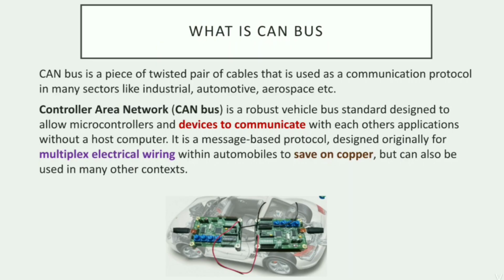Let's start with this. What is CAN bus? It's very common and you may be aware of this. It is just a piece of twisted pair cable that is used as a communication protocol in sectors like industrial, automotive, aerospace. This is a common Wikipedia statement. It is a robust vehicle standard bus that allows microcontroller devices to communicate with each other and saves copper and weight. So this multiplex electrical wiring is a CAN bus.